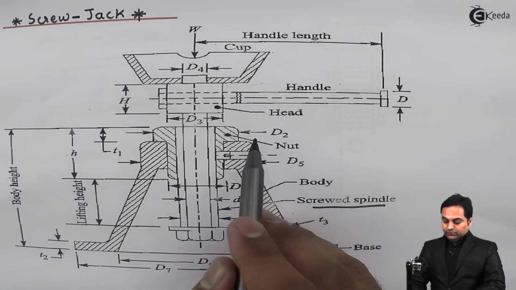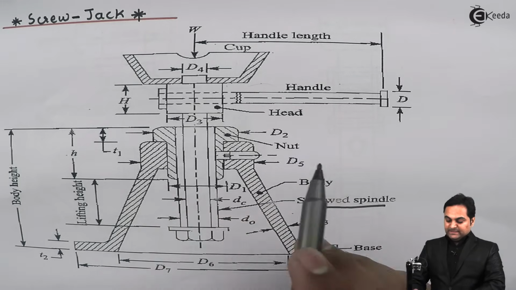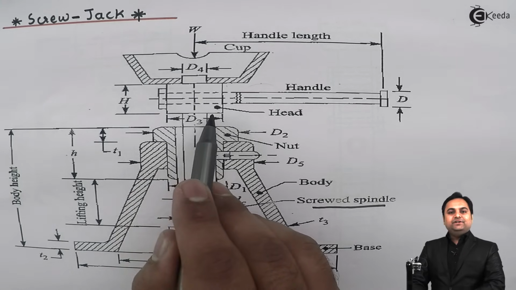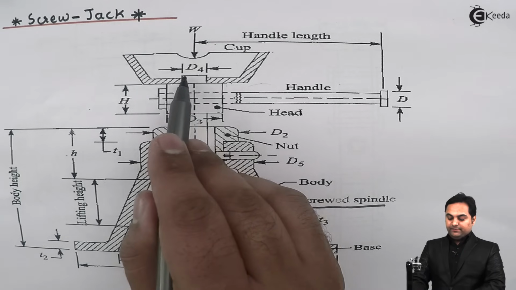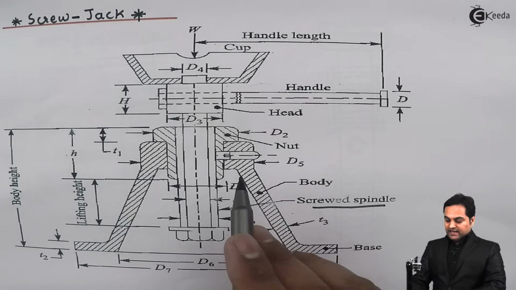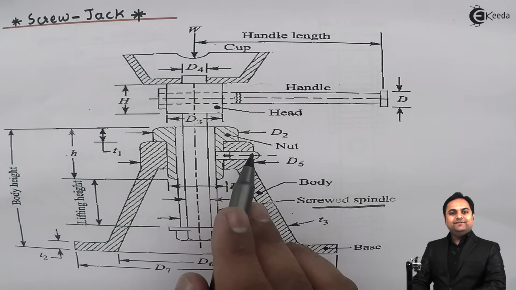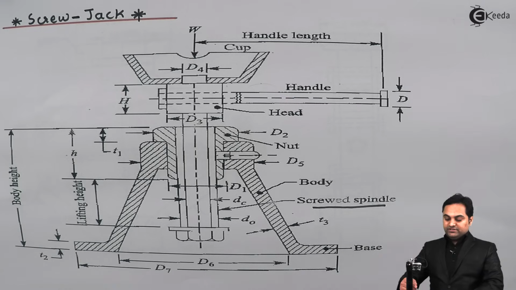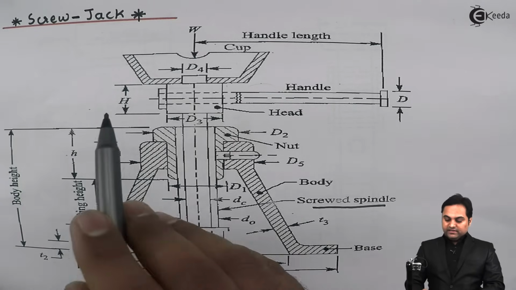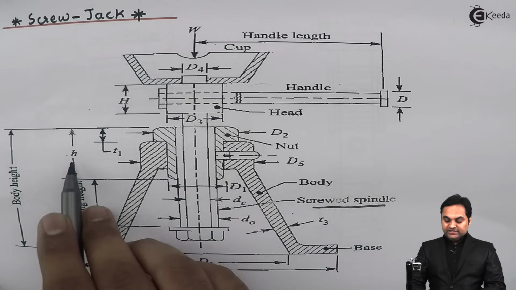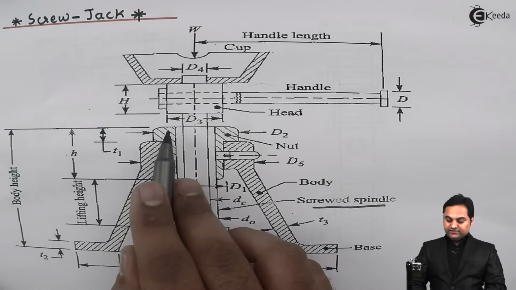Next, D2 is the diameter of the nut collar. D3 is the outer diameter of the head, or you can say the bigger diameter. D4 is the small diameter for the head. Then we have D5, which is the diameter on the outside for the body. D6 is the internal diameter at the base, and D7 is the external diameter at the base. So these are some of the diameters. Then capital H indicates the height of the head. Small h indicates the height of the nut, as it is visible from the diagram.